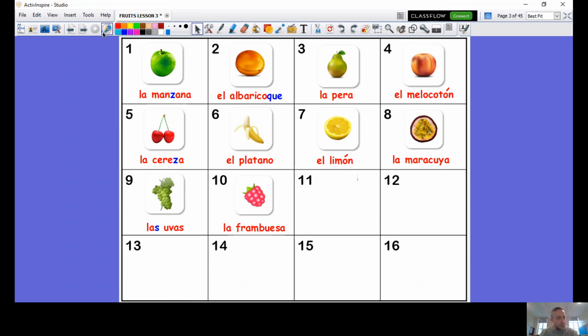Let's do that again a little bit faster. My turn, your turn. La manzana. El albaricoque. La pera. El melocotón. La cereza. El plátano. El limón. La maracuyá. Las uvas. La frambuesa. Muy bien, give yourselves a fantástico.